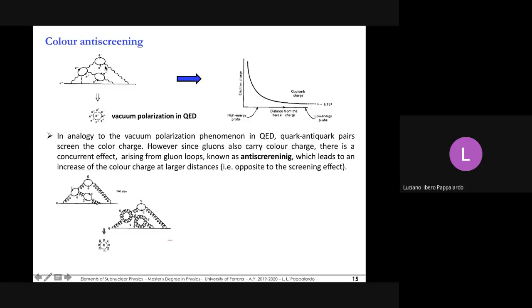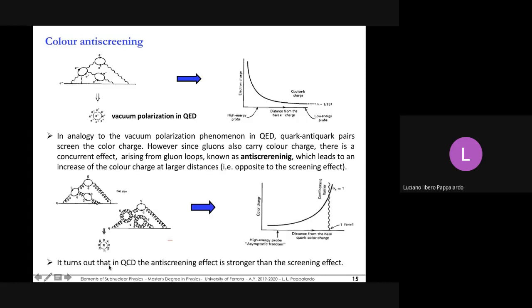The analogous of the QED one, okay, where the quark-antiquark pair screens the original color charge of the original quark, but since gluons also carry charge, we have a concurrent and opposite effect, okay, which at the end is the dominant, okay. So it turns out that in QCD, the anti-screening effect is stronger than the screening effect. So this is what dominates at the end, okay. And so we have now essentially the opposite trend, okay.